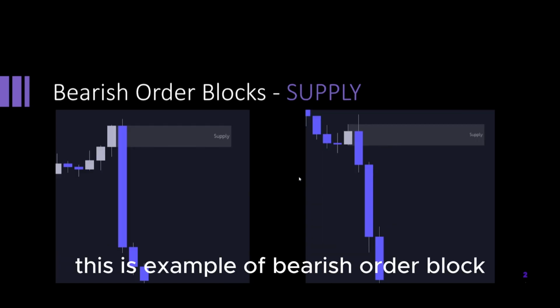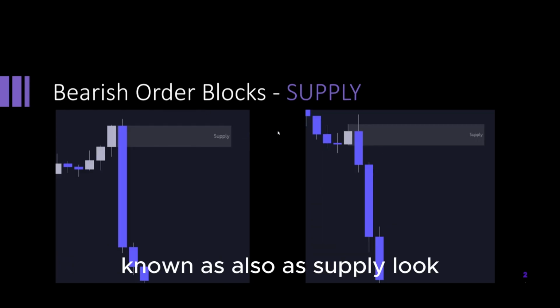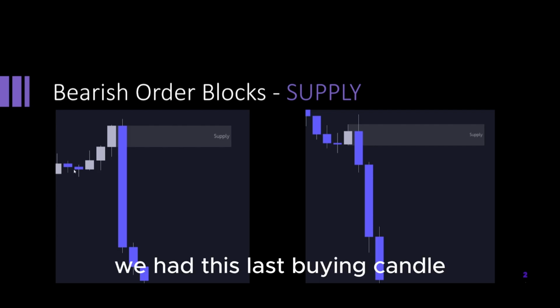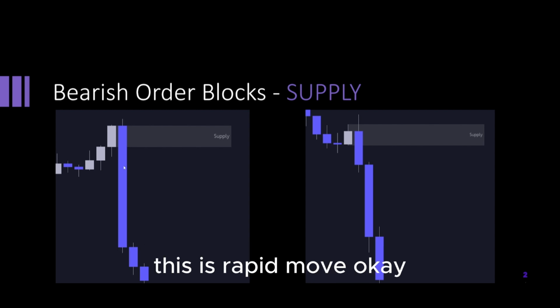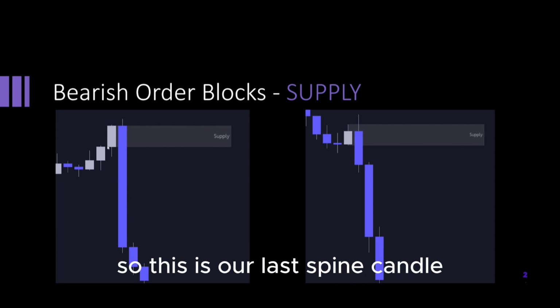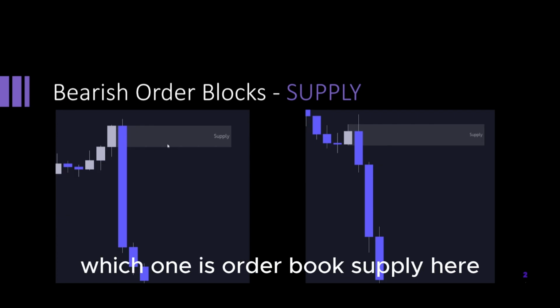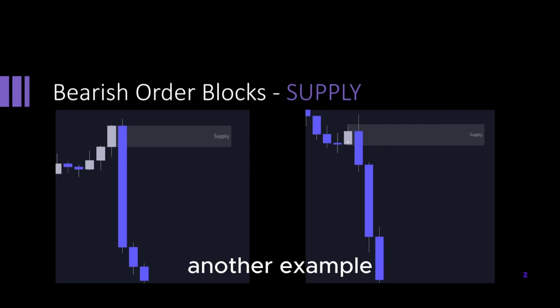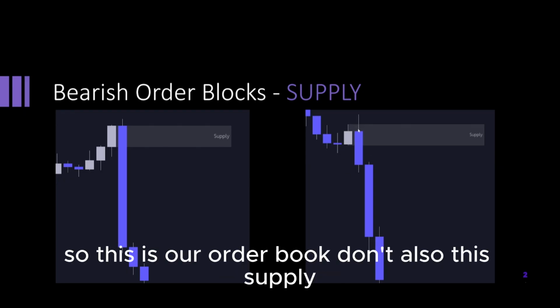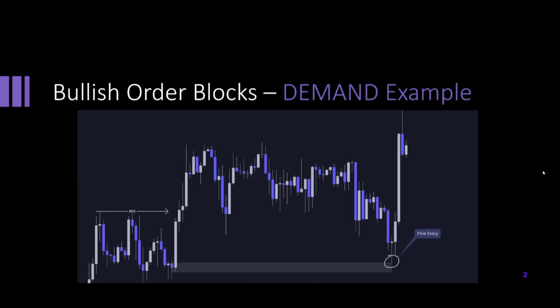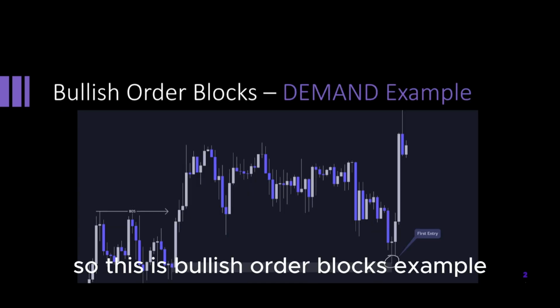This is an example of a bearish order block, also known as supply. We had this last buying candle after this downside move, this rapid move. So this is our last buying candle. Which one is the order block? Supply. Here is another example: this is our last buying candle before this rapid move, so this is our order block, also known as supply.